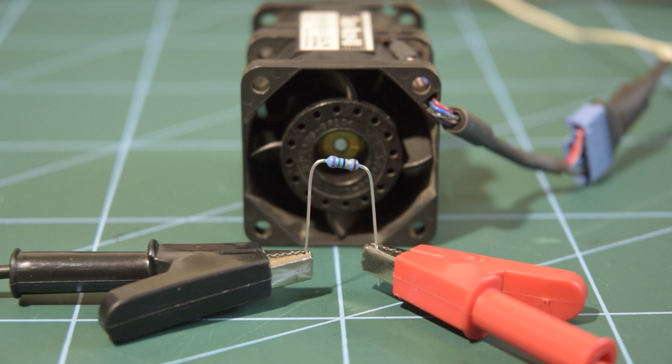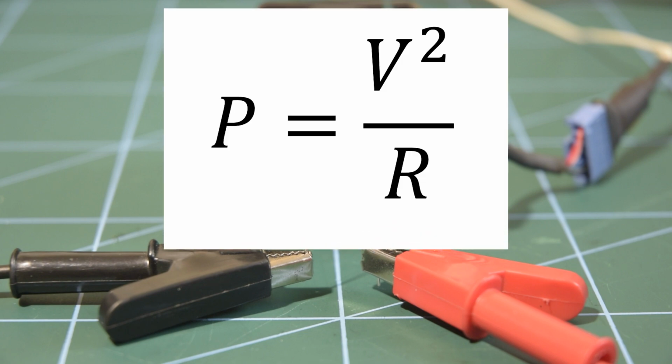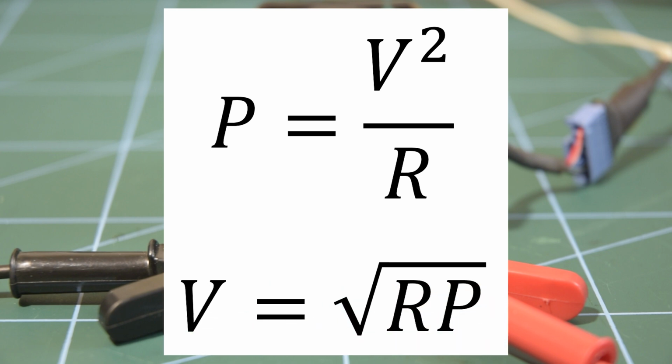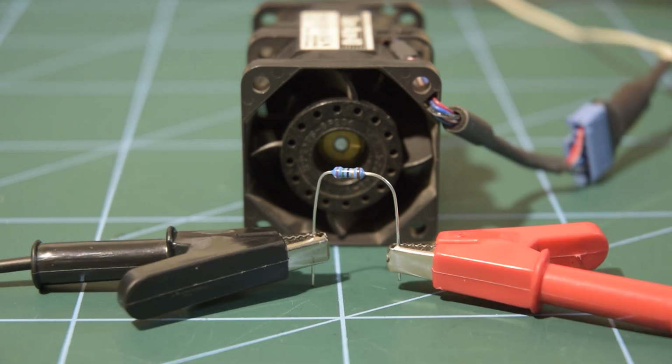To calculate the voltage required for a specific power, I've rearranged the equation P equals V squared over R to give V equals the square root of RP. So that's the square root of 75, because it's a 75 ohm resistor, times 5, because I want 5 watts. And that tells me I need to put in 19.4 volts. So I'm going to turn the fan on now.